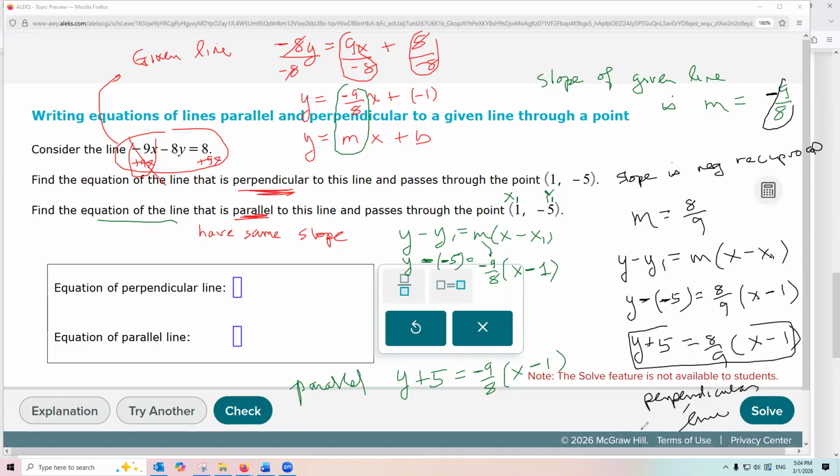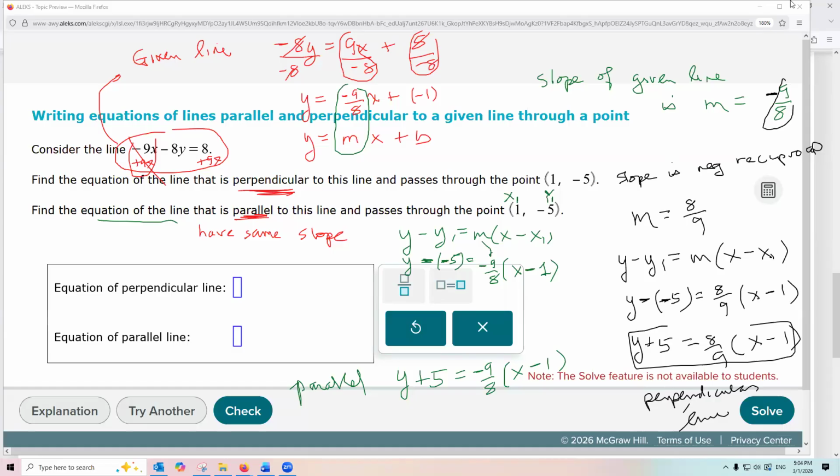All right, so I had to make use of the fact that for parallel lines, the slopes are the same. For perpendicular lines, the slopes are negative reciprocals of each other. That means the slopes have to be different signs, and the slopes have to be flipped fractions as compared to one another.